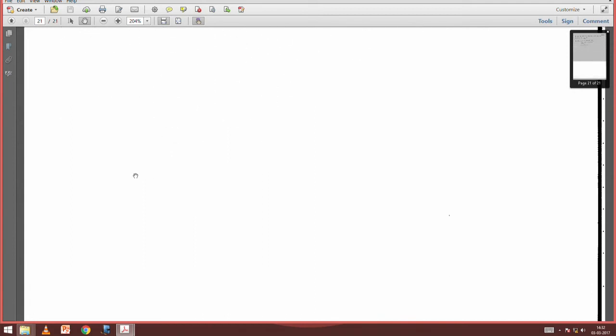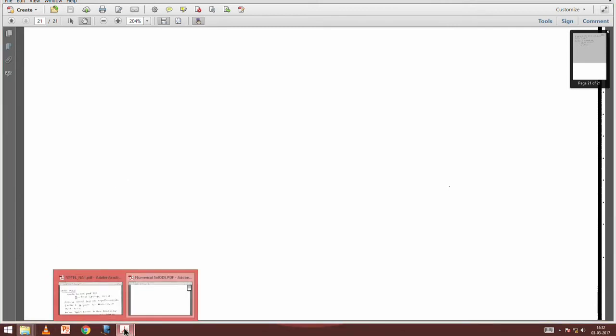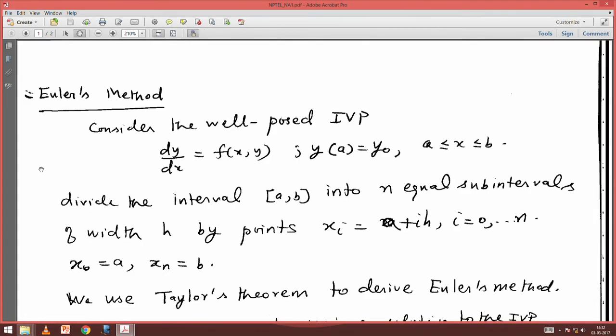So, we move on to the next method for solving initial value problems governed by a first order differential equation. So, we consider a well posed initial value problem governed by the first order equation dy by dx is equal to f of x comma y, y of a is y naught, and we want to determine the solution in the interval a b.